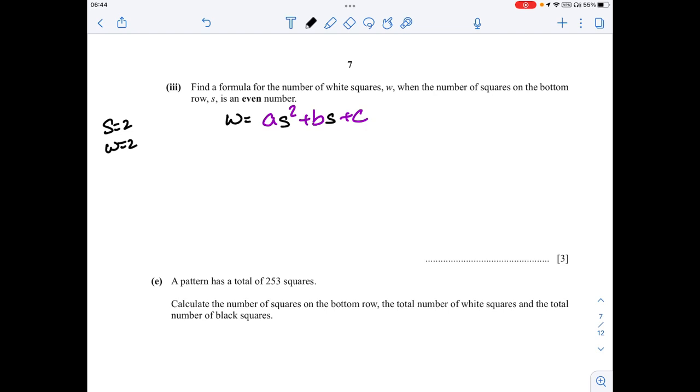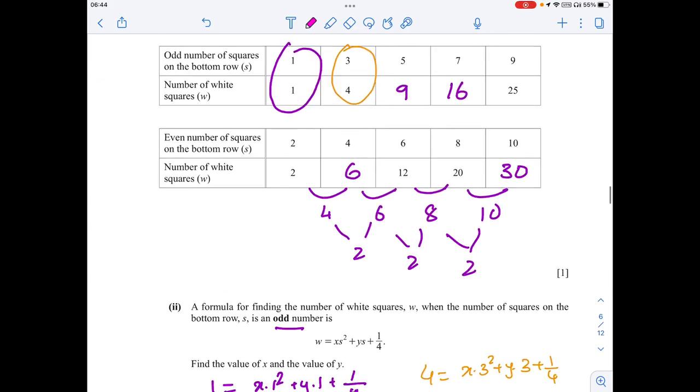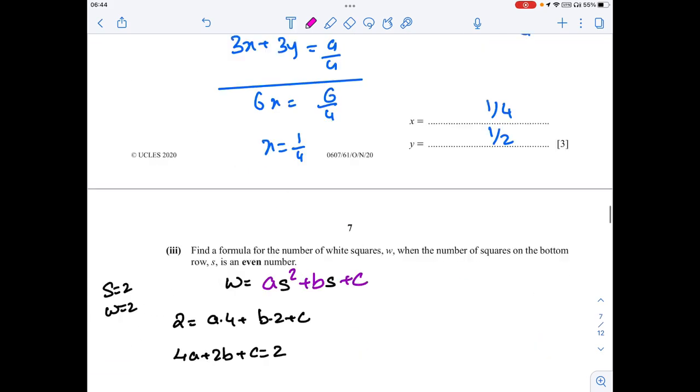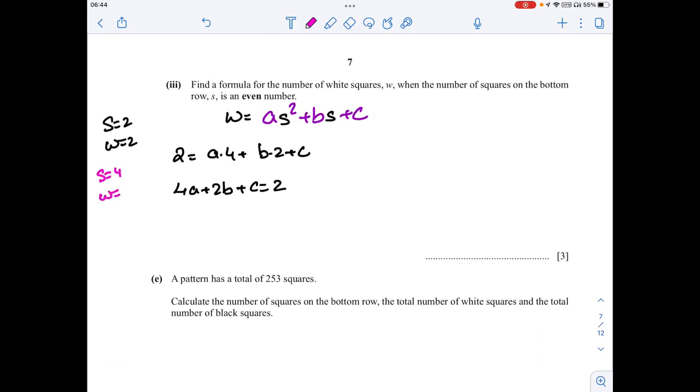So 2 equals a times 4 plus b times 2 plus c. So I get 4a plus 2b plus c equals 2. Then the next value, 4 and 6. S equals 4, w equals 6. So what do I get? 6 equals 16a plus 4b plus c.